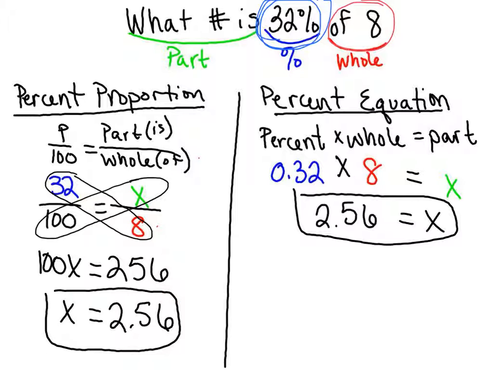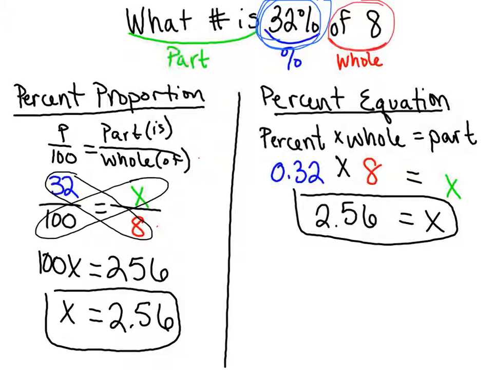There's a lot of work that goes into setting up a percent proportion. Sometimes it's beneficial, but sometimes the percent equation allows you to arrive at the same answer much quicker. The only thing here is that in percent proportion, we used percent as a ratio out of 100. In the equation, we're using percent as a decimal. It's always going to follow this format. The percent of the whole will give you your part.